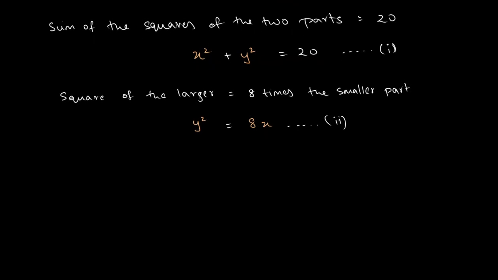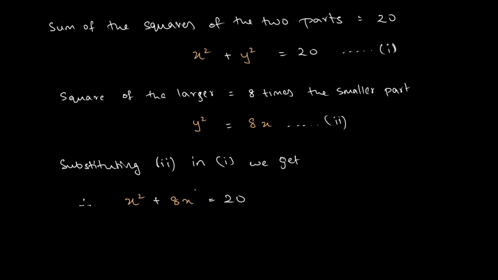Now remember, you want to get your equation with one single variable. So what we'll do is substitute the value of y squared from the second equation into the first. Therefore, my equation now becomes x squared, and instead of y squared, I'll write 8x. So x squared plus 8x is equal to 20. Substituting 2 in 1, this is what we get: x squared plus 8x is equal to 20.